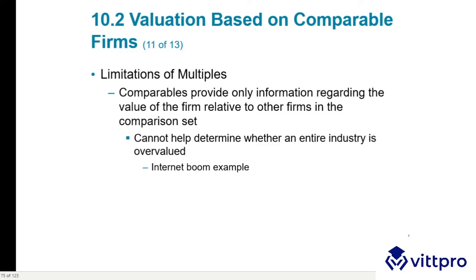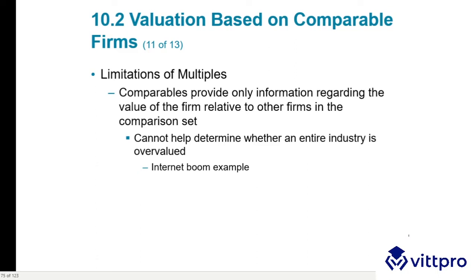And also, the comparable method gives information only relative to the other firms in the comparison, but it cannot help to determine if the entire industry is overvalued. Because if, let's say, the entire industry is overvalued, you are going to overvalue the firm also, right? Because you are taking an average.